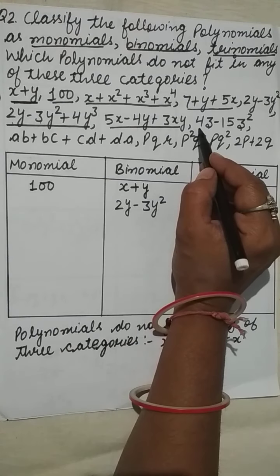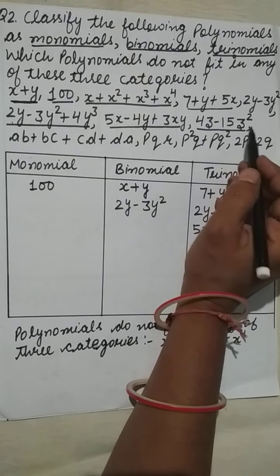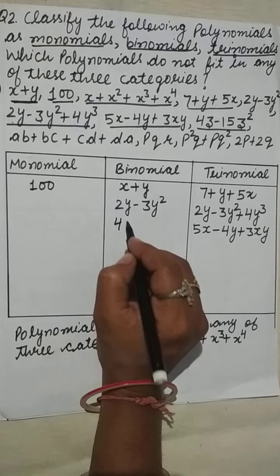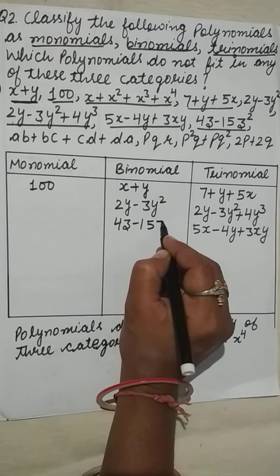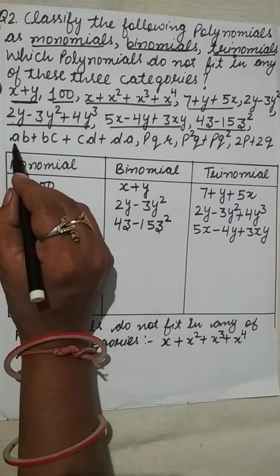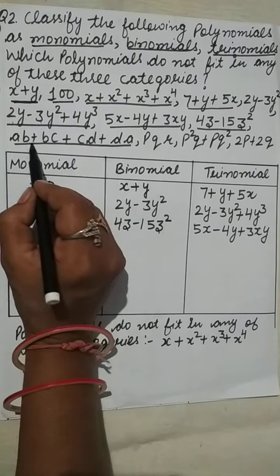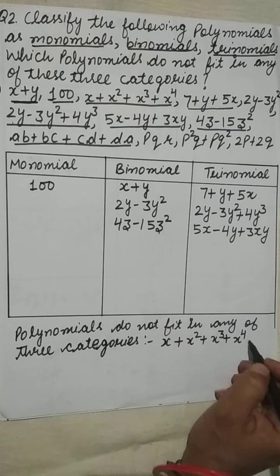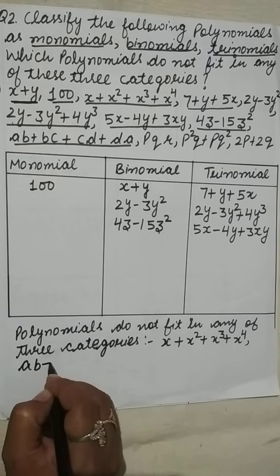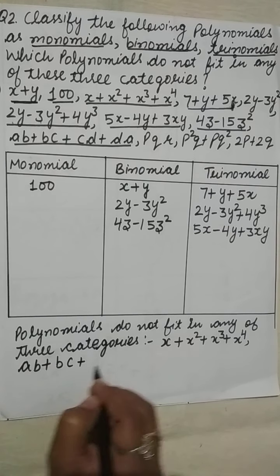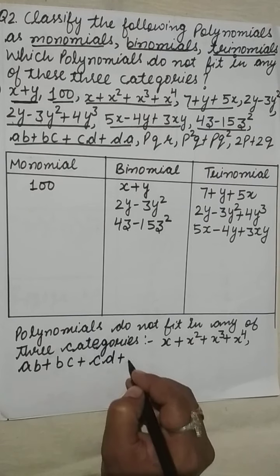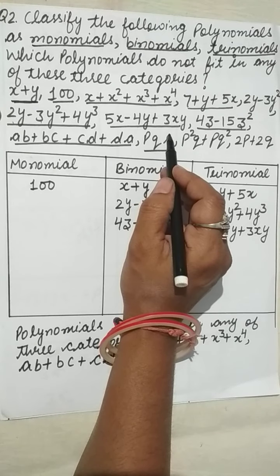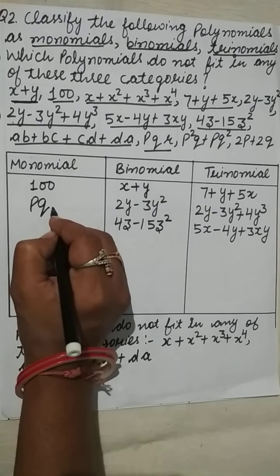Next one is 4z minus 15z square. This is having two terms, so I will write it under binomials. Next one is AB plus BC plus CD plus DA. This polynomial is having four terms, so this is not under these three categories. We will write it there. Next one is PQR. This is a single term, so it is under monomial.